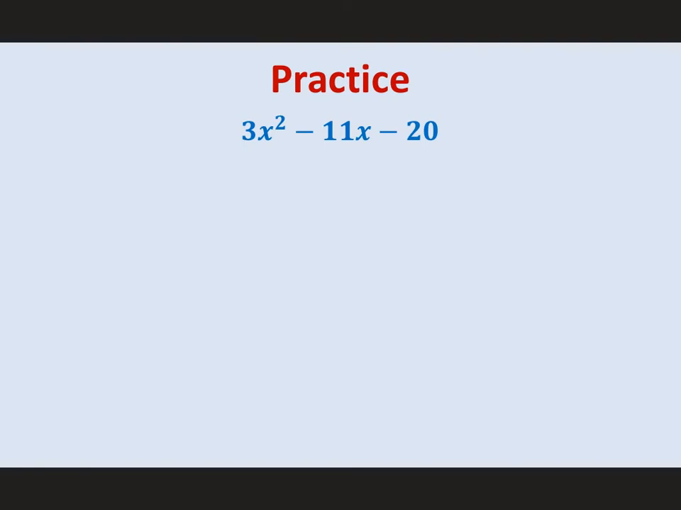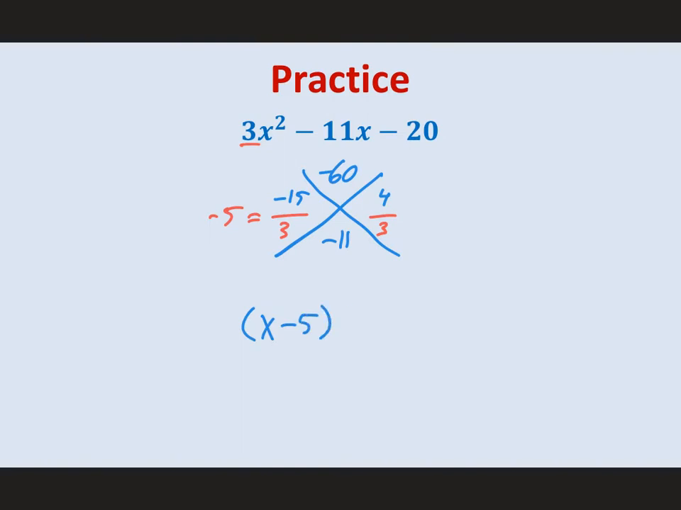What you should have done is you should have drawn the diamond. You should have put 3 times negative 20 on top, that's negative 60. And you should have put negative 11 on bottom. You say, what multiplies to negative 60 and adds to negative 11? Well, that's going to be negative 15 and positive 4. You'll take both of those values, you'll divide by the a value, which is 3. Negative 15 divided by 3 is negative 5. 4 divided by 3 doesn't happen. You'll write your final answer: x minus 5, 3x plus 4.